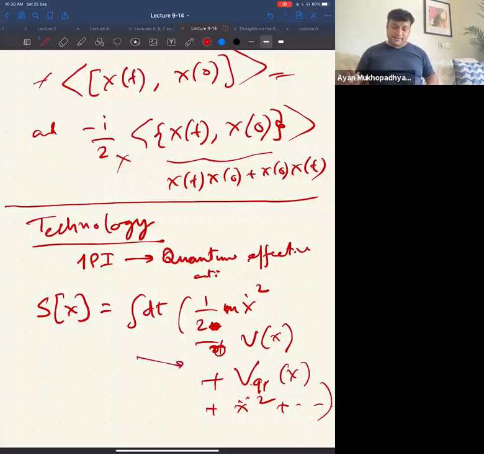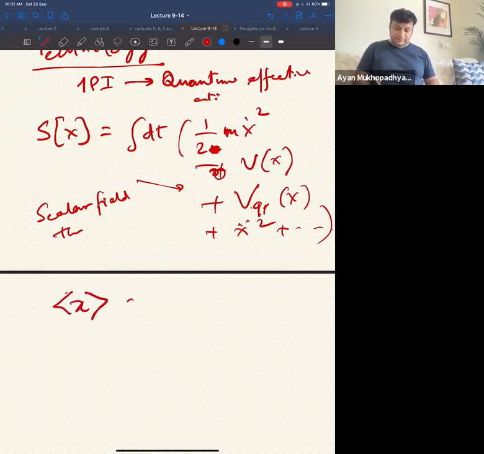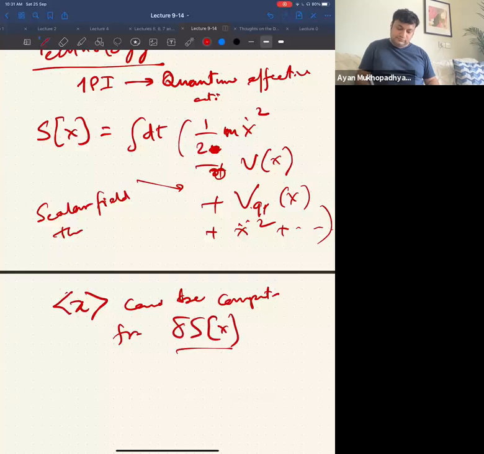So we will see how to compute it later along the course. We will do it for scalar field theory explicitly. For scalar field theory, we will understand this explicitly. So the advantage of the quantum effective action is as follows. The equation of motion for x, if I look at the average of x, can be computed, okay, if I construct this. So that's a very interesting thing. If I can construct the effective potential, then I can obtain this.